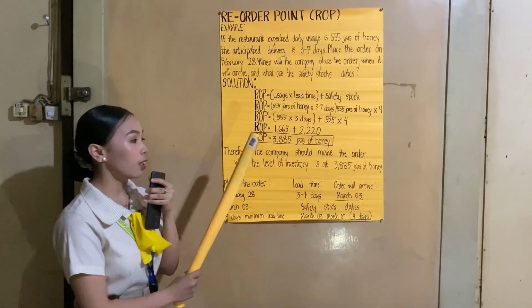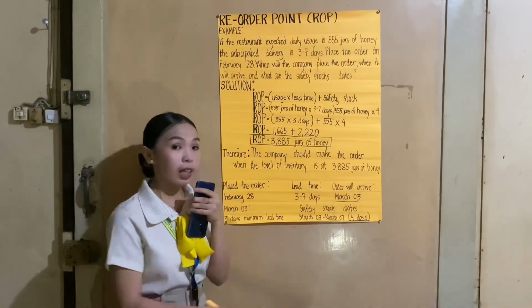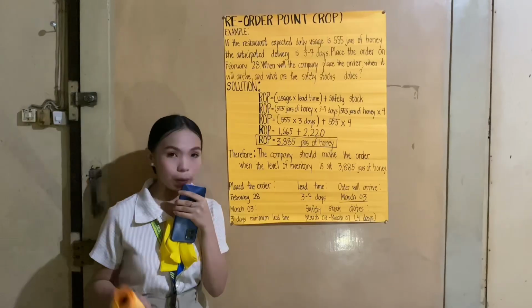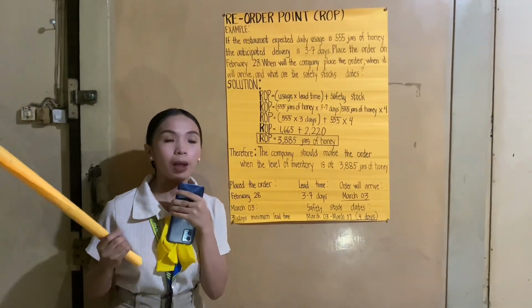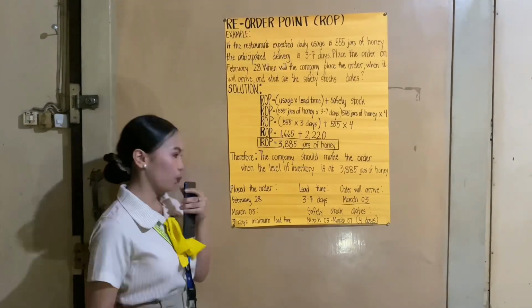So, therefore, the company should make the order when the level of inventory is at 3,885 jars of honey. So, kung maabot na gani og 3,885 jars of honey, ang ilang stock dito is murag mag-alert na sila nga mo place na sila bagong order so that dili sila gani mahuddan og stock. So, let's proceed.